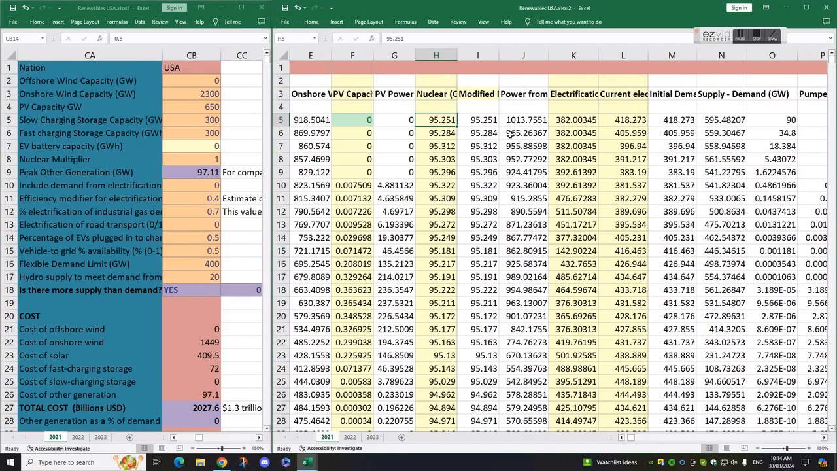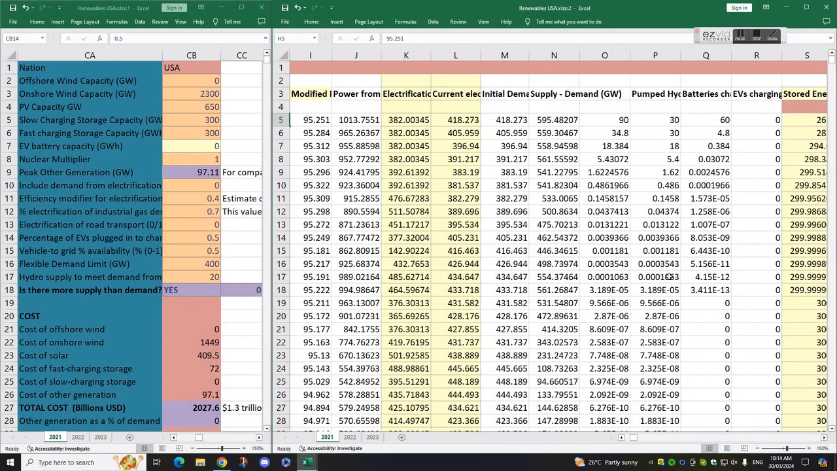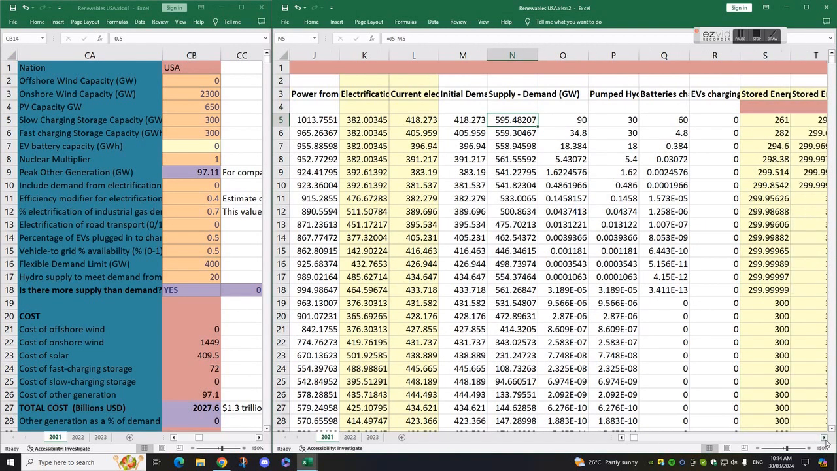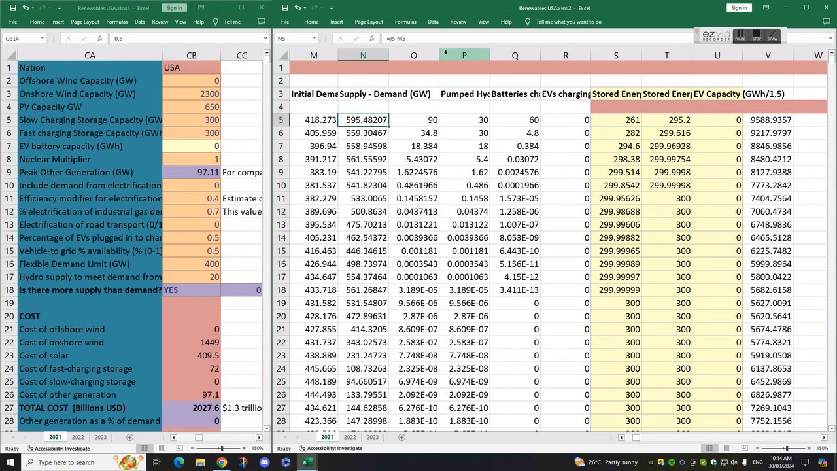Okay, so once I've calculated the total power coming from each of those sources, and I'll explain why I have to calculate and why I can't use the actual values from the data from those organizations, I compare it to demand. I calculate whether there's a surplus of supply or a deficit of supply, so supply minus demand. If there's a surplus of supply, as we can see here, that surplus can be used to charge storage types such as pumped hydro, batteries, and electric vehicle batteries, so three different types of storage: pumped hydro, batteries and EVs.